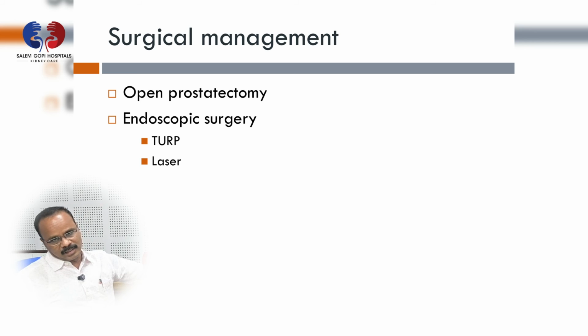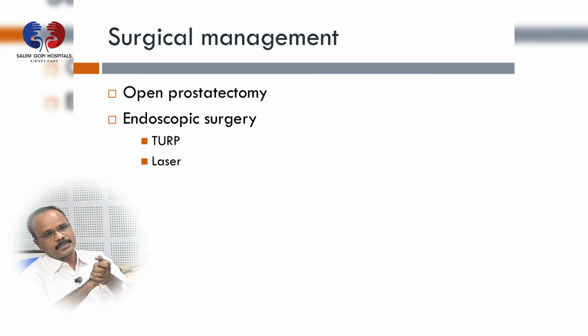So next is the surgical management. What are the indications? Who are the patients for surgery? Mainly those who have failed medical management, where non-surgical management has failed, and the prostate size is more than 80 grams. Patients having gross hemorrhage, that is blood in urine, stone formation, and bladder diverticulum. These are the absolute indications for surgery.